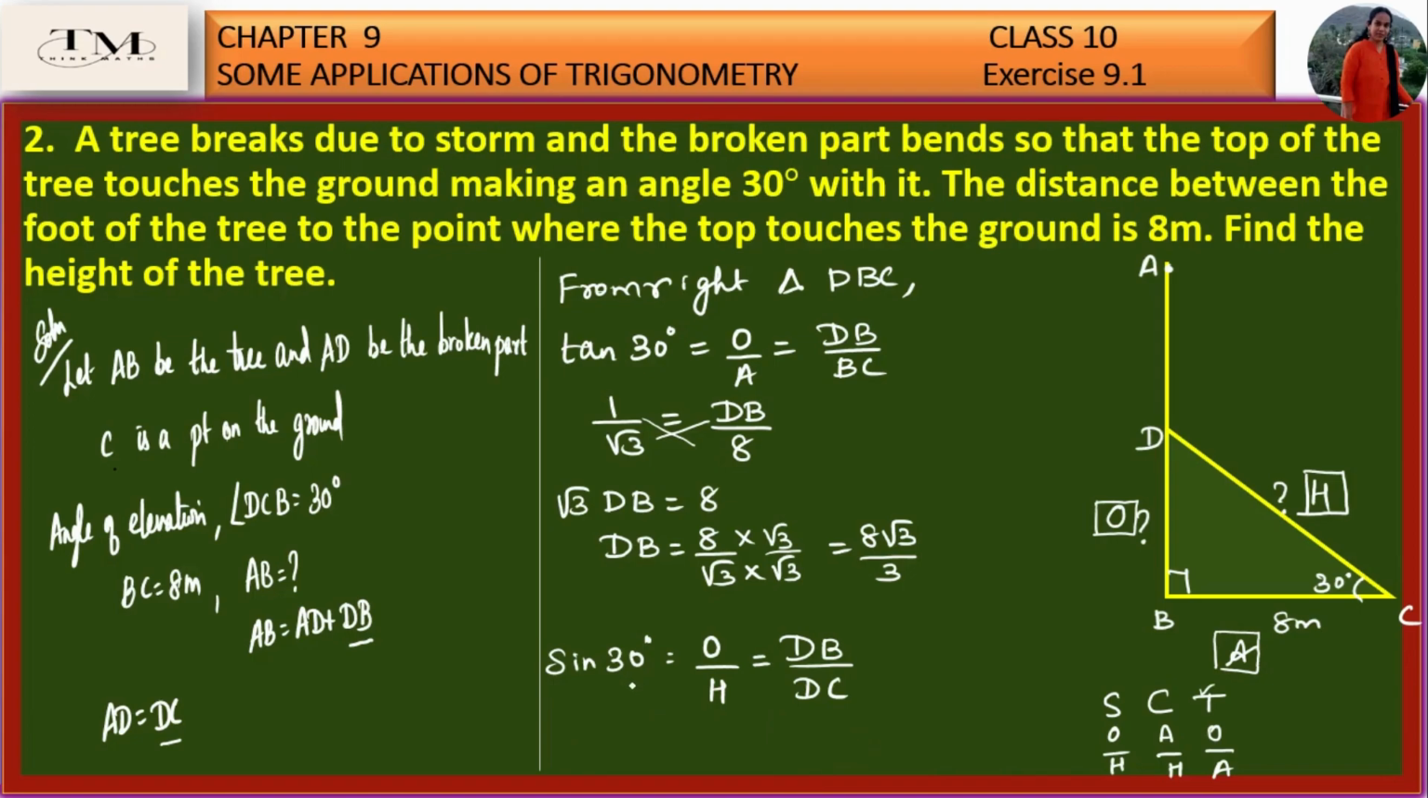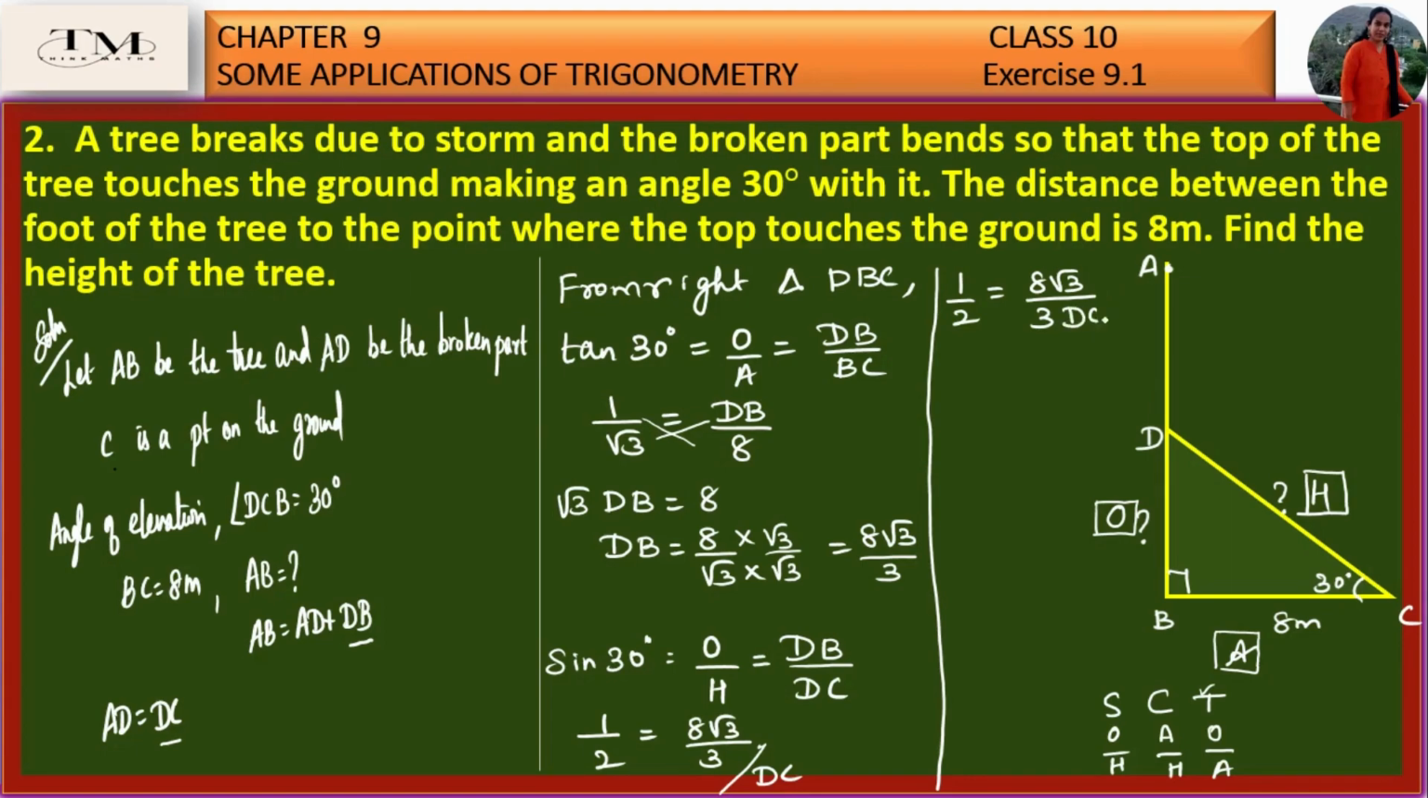So sine 30 degrees. What is sine 30 degrees? It is 1 by 2. What is DB? DB is 8 root 3 divided by 3. DC we have to find out. So 1 by 2 equals 8 root 3 by 3 DC. When we take this DC to the numerator side, DC divided by 1 will become 1 by DC. So 1 by DC we can write it here.